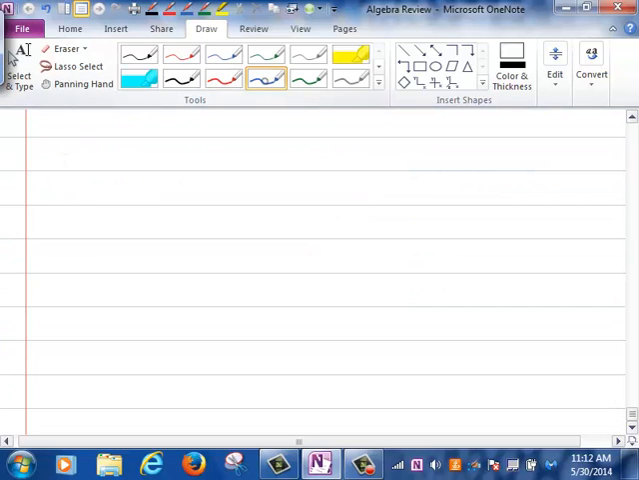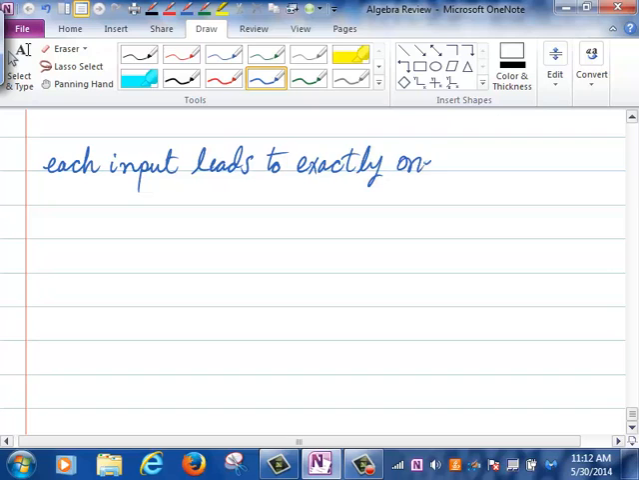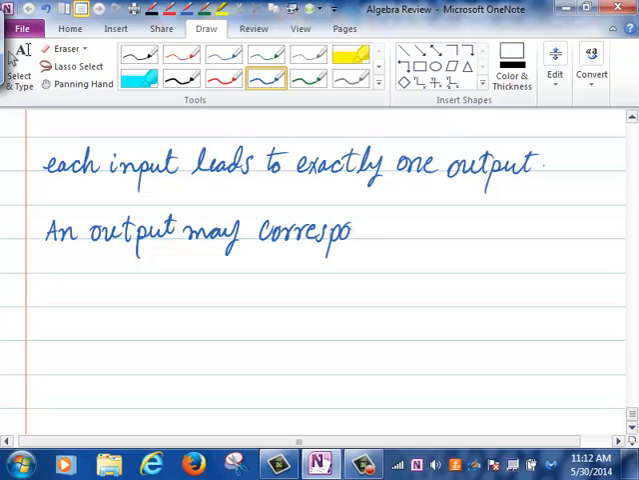So what I'm saying is, again, each input leads to exactly one output, but an output may correspond to more than one input.